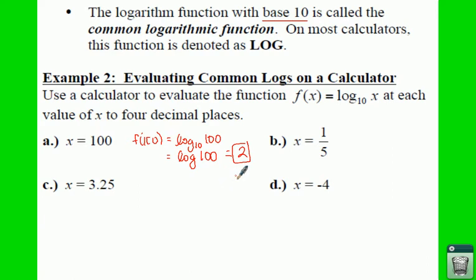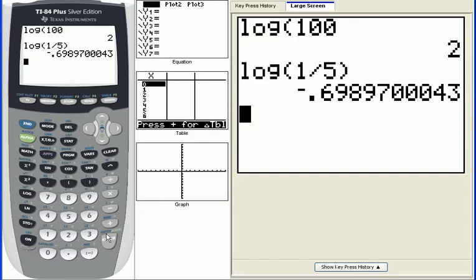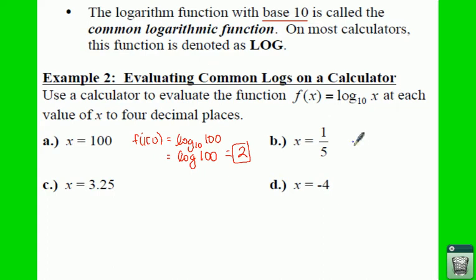For B, this is a little bit different. You can't just figure this one out without a calculator. So if you go in here and type in the log of 1/5, and 1/5 can be just 1 divided by 5, then enter, you get negative 0.69897. We're going to round to 4 decimals, so it's going to be 0.6990. So write this as approximately negative 0.6990.